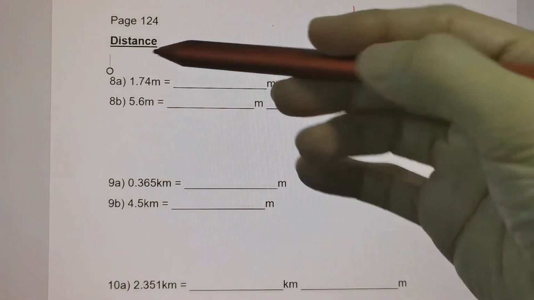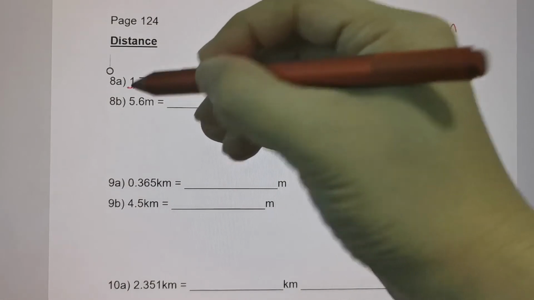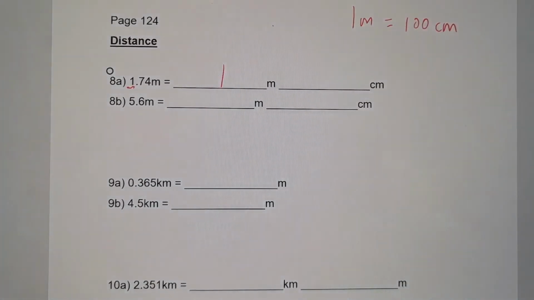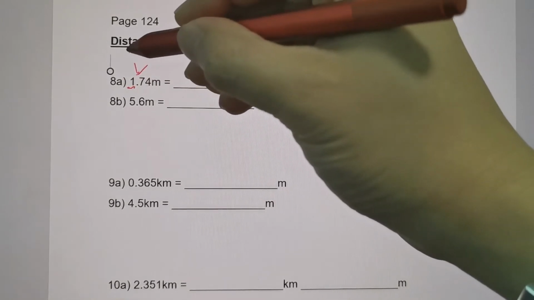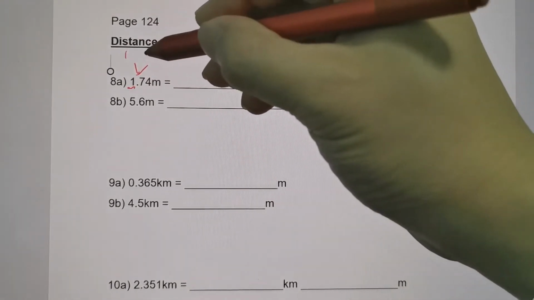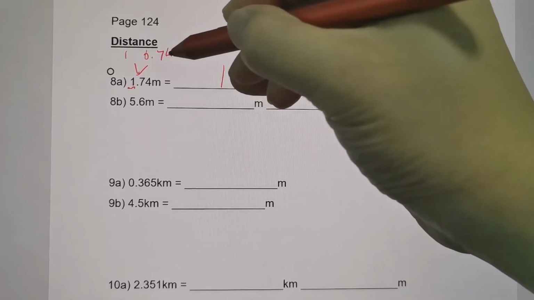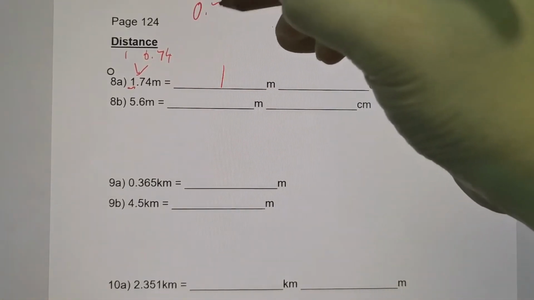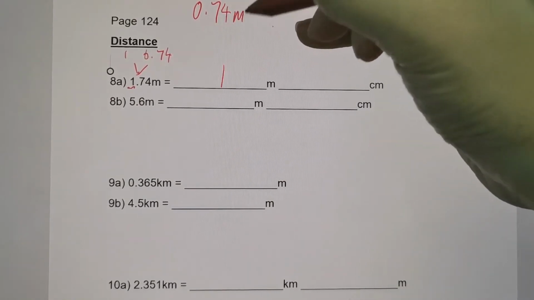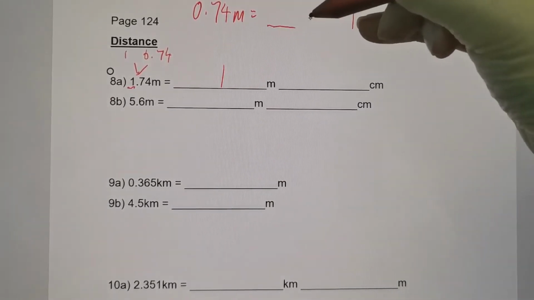1.74 meters. So this is a whole number, the 1 is a whole number, so it's just 1 meter. And then, if you want, you can always break it up like that. So it's actually 1 and 0.74 meters. So 0.74 meters, the objective is to make it become centimeters.